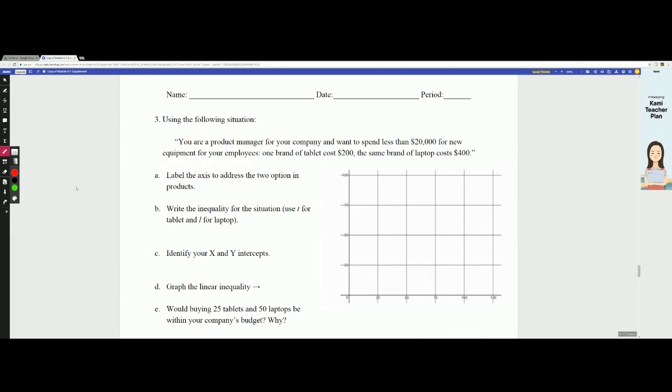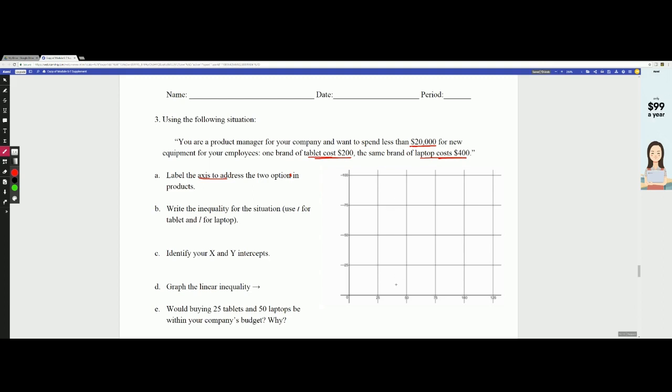All right, so number 3, you are following this situation. You are a product manager of your company. You want to spend less than $20,000 for new equipment, okay? There's tablets, which you're buying for $200, and the laptops, which are $400. So label the axes to address two options in products. So let's see, we have tablets and laptops.